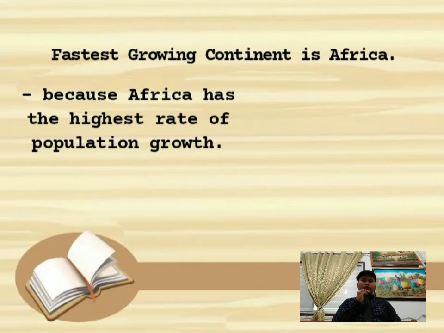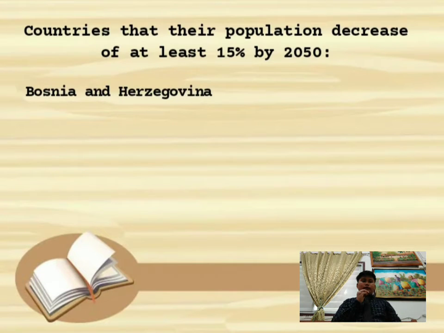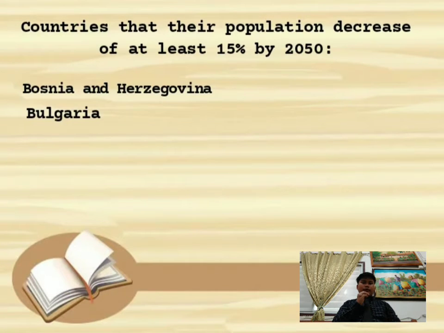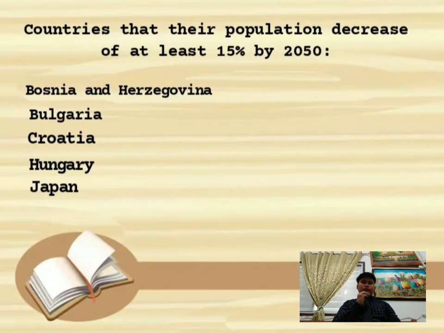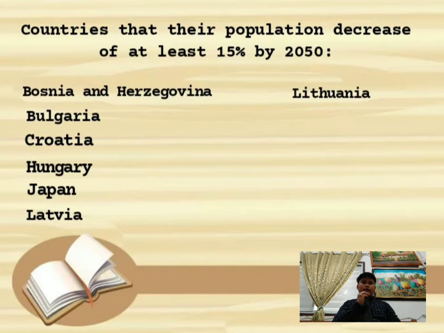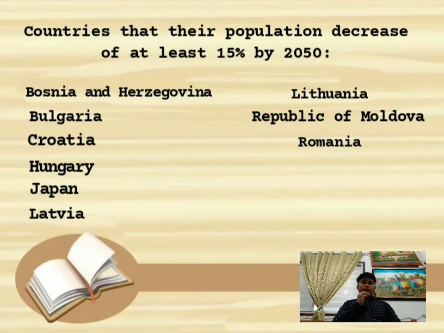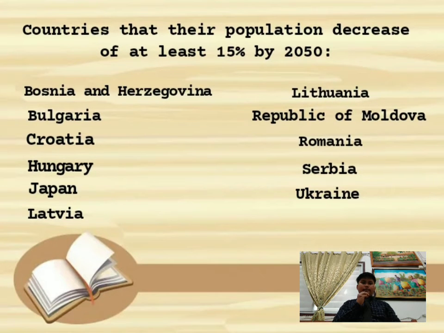The UN also announced the fastest growing population is the continent of Africa because Africa has the highest rate of population growth among major areas. The UN also expects that there are some countries whose population will decrease by at least 15% by year 2050, and these are Bosnia and Herzegovina, Bulgaria, Croatia, Hungary, Japan, Latvia, Lithuania, Republic of Moldova, Romania, Serbia, and Ukraine.